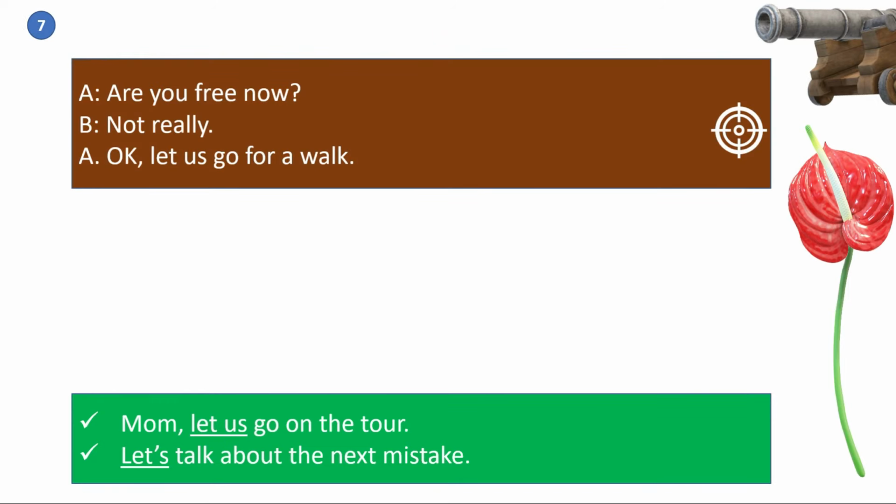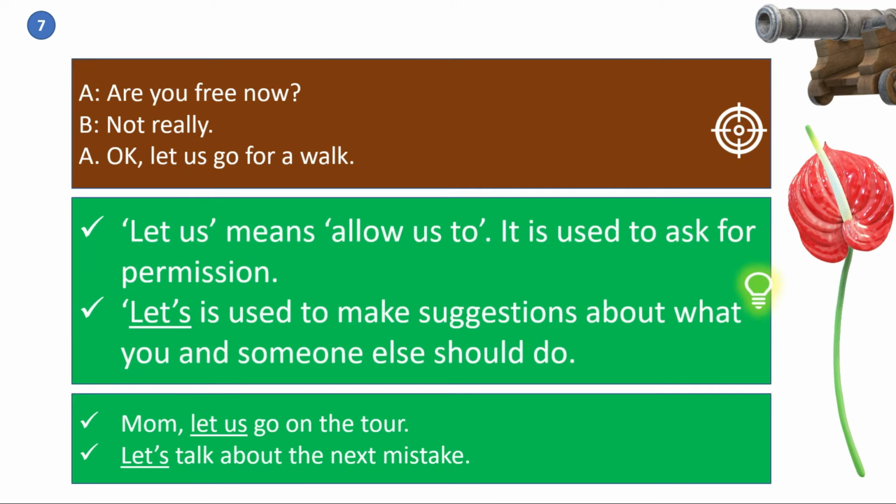Look at this conversation here. Mr. A says, "Are you free now?" B, "Not really." A, "Okay, let us go for a walk." What's wrong here? Here, let us means allow us to maybe do something. Now here when A says, "Let us go for a walk," it means he is asking Mr. B to allow him to go for a walk.